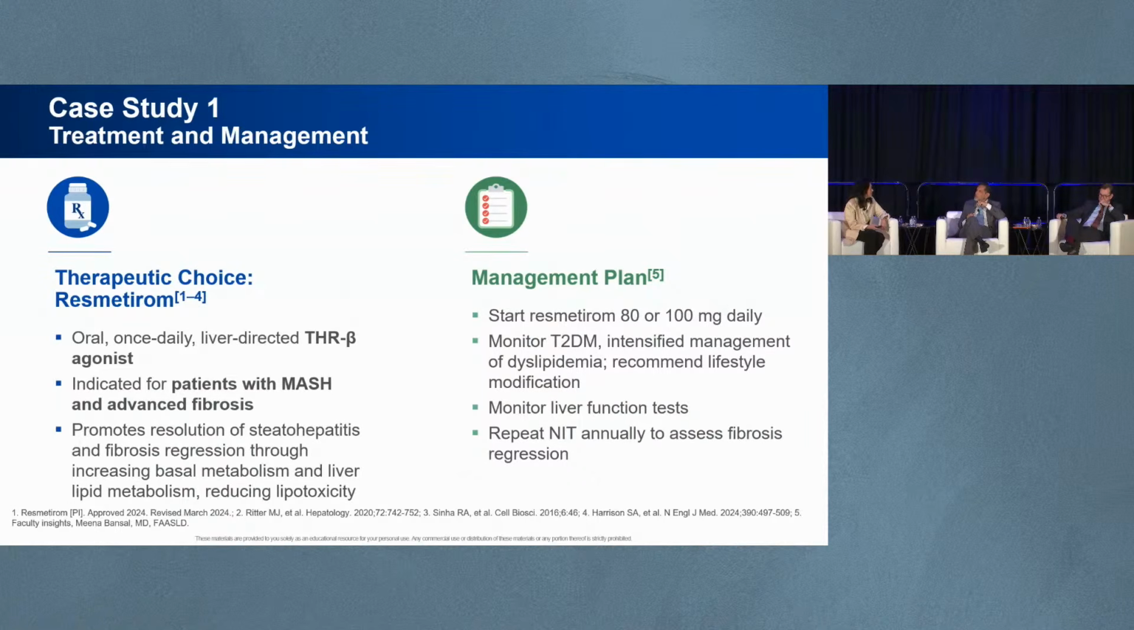You said 12 weeks? I said 12 months. Oh, 12 months. You said 12 weeks. Oh, okay, I meant 12 months. I'm paying attention here. Okay, 12 months. I mean, a year is your efficacy time point.